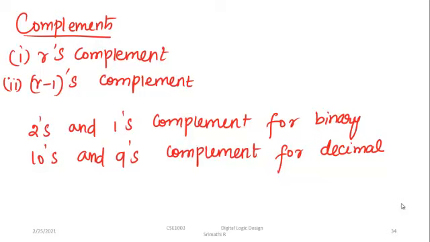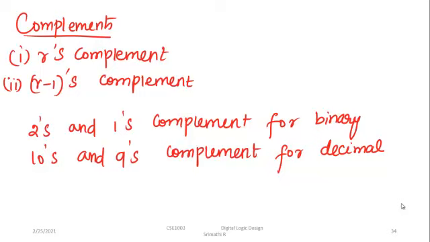For processing data in machines, machine language is nothing but the combinations of zeros and ones. Machine will process all the data in terms of zeros and ones, that is binary. So the machine language is 0 and 1, whereas human beings can easily understand only the decimal number. So the R's complement and the R minus 1's complement is done with decimal and binary.